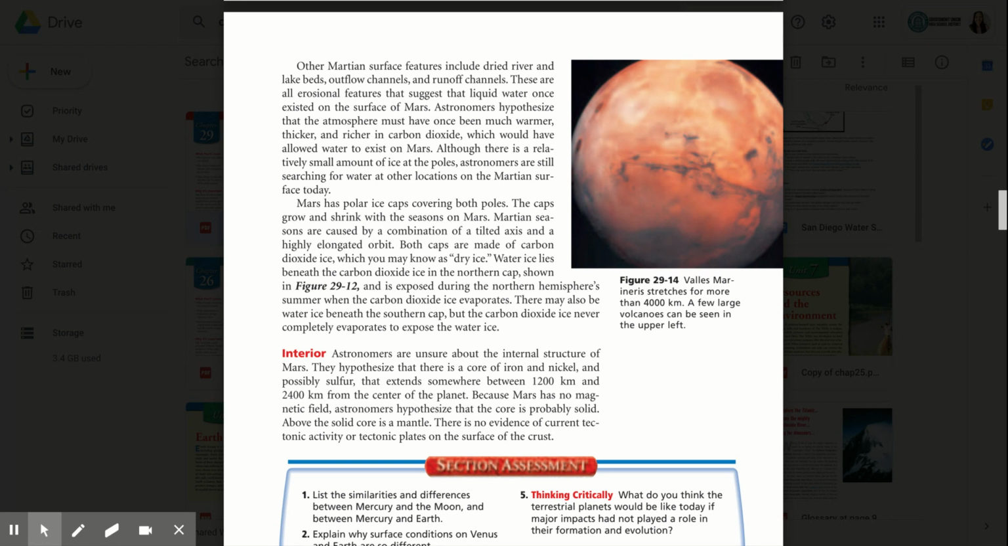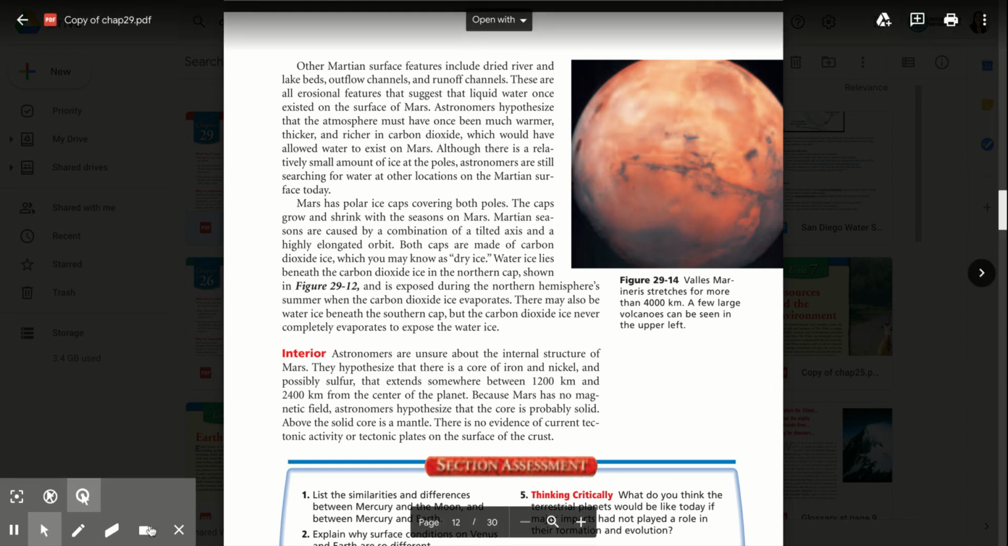Interior. Astronomers are unsure about the internal structure of Mars. They hypothesize that there is a core of iron and nickel and possibly sulfur that extends somewhere between 1,200 kilometers and 2,400 kilometers from the center of the planet. Because Mars has no magnetic field, astronomers hypothesize that the core is probably solid. Above the solid core is a mantle. There is no evidence of current tectonic activity or tectonic plates on the surface of the crust.